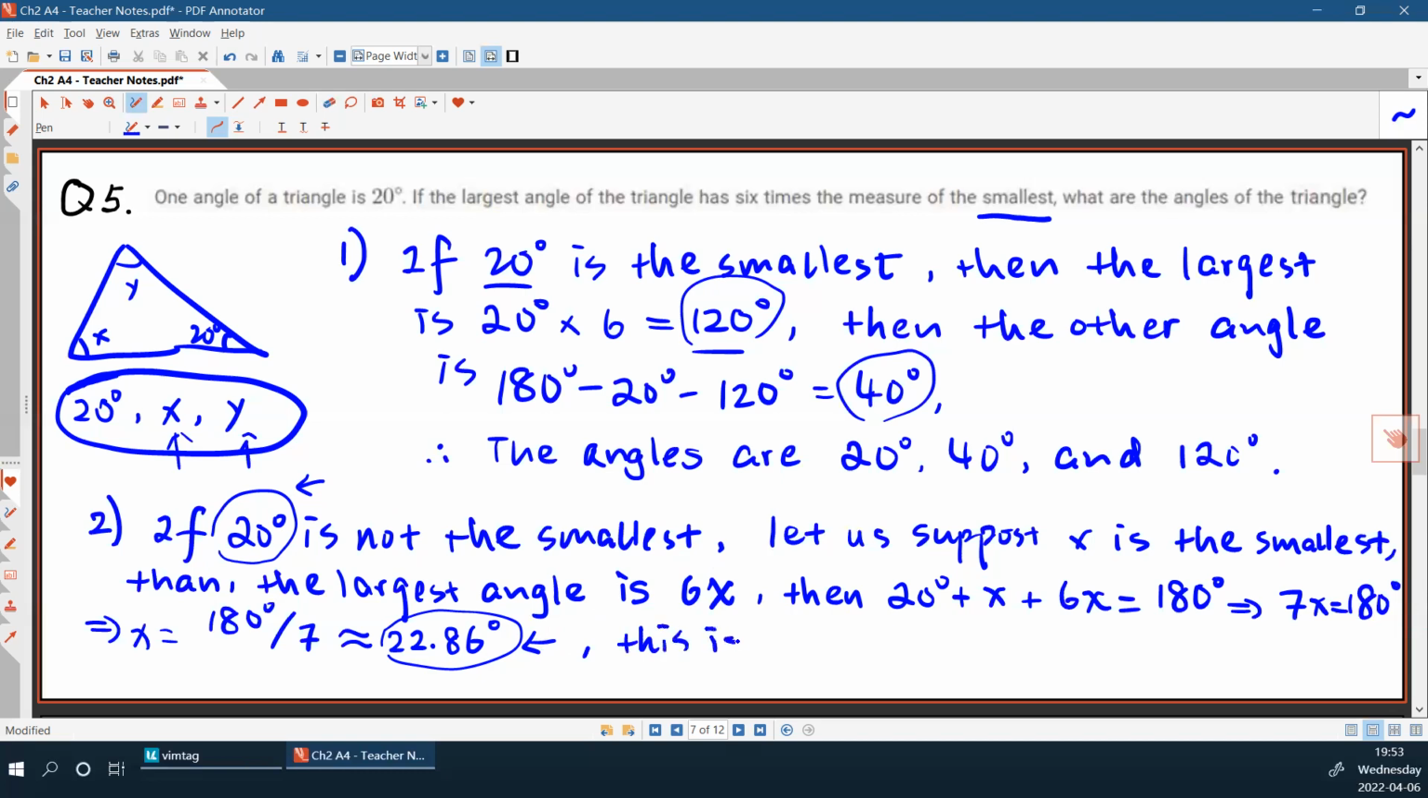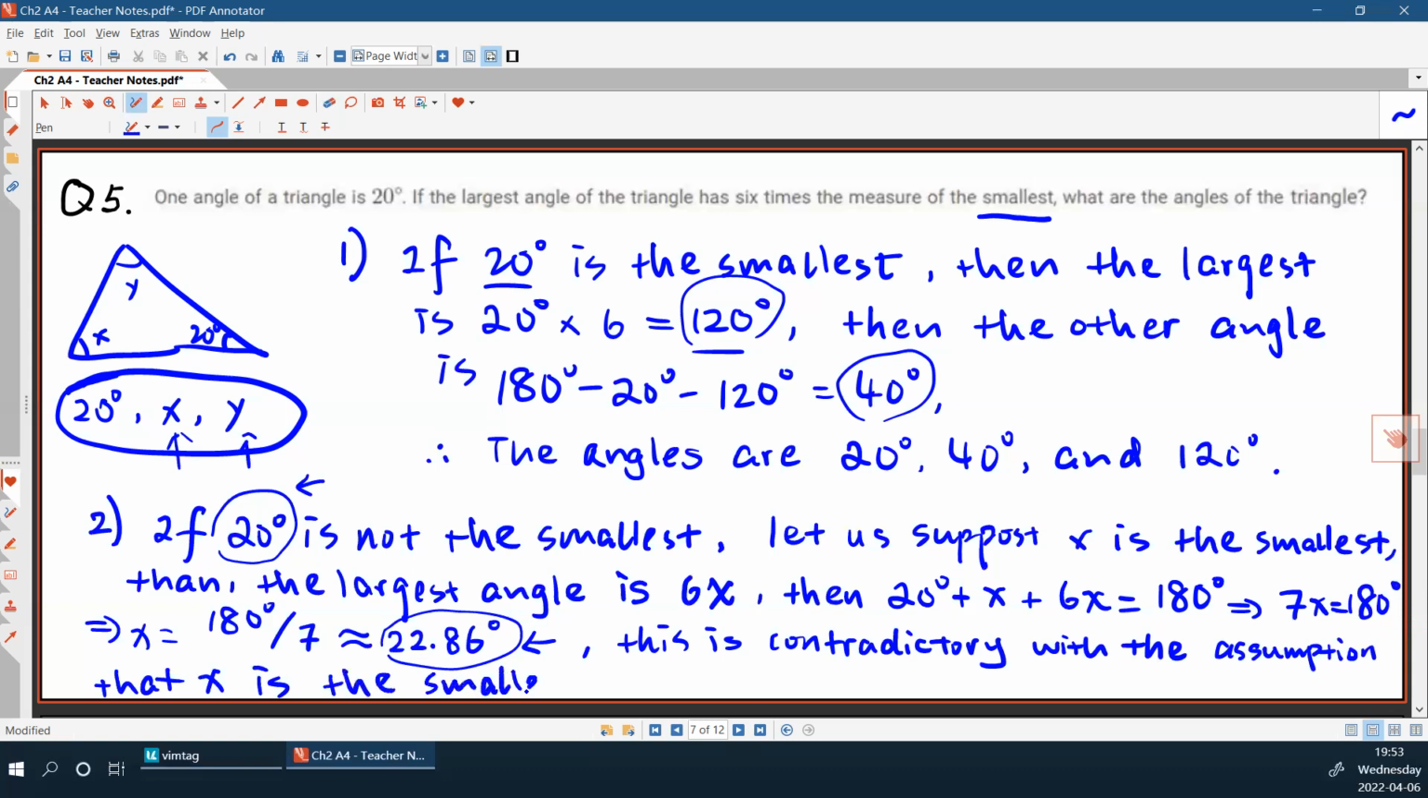Let's say this is contradictory with the assumption that x is the smallest. So we can just stop here. There is no solution in the second case. Okay, can you follow me? Yeah. Okay, you can have a look at this question and let me know if you're finished.